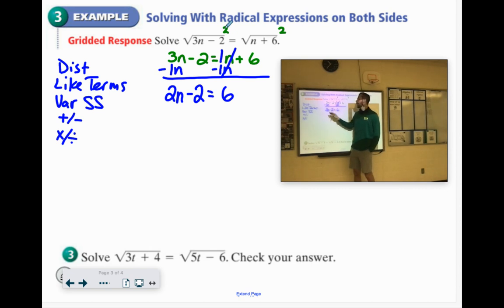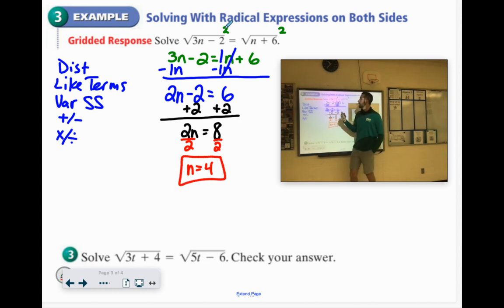Minus 2, we're going to add 2 to both sides. 2n equals 8. And then we undo multiplication and division. 2n means 2 times n, so we will divide by 2, get n equals 4.